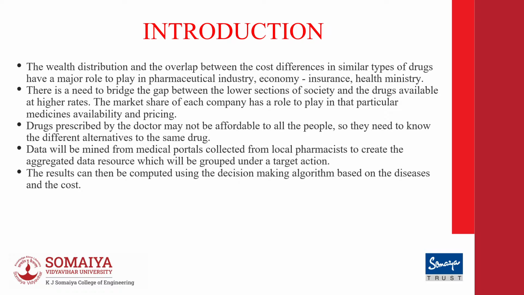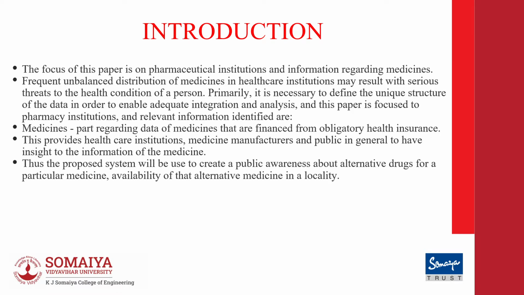Data will be mined from the medical portals collected from local pharmacies to create the aggregated data resources, which will be grouped under a target section. The result can then be computed using the decision making algorithm based on the disease and the cost. The focus of this paper is on pharmaceutical institutions and information regarding medicines. Frequent unbalanced distribution of medicine in healthcare institutions may result in serious threats to the health condition of a person. Thus, the proposed system will be used to create public awareness about the alternative drug for a particular medicine, and the availability of that alternative drug in the locality.